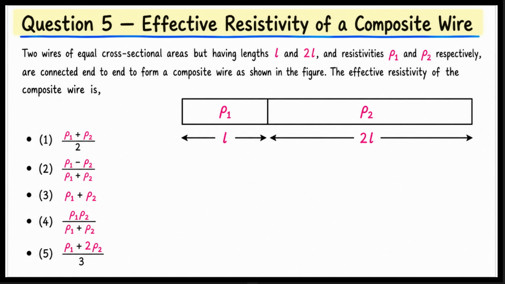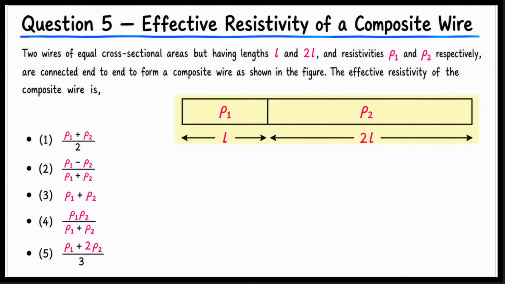Question 5 is a quiet but instructive question about how to define effective resistivity for a composite conductor. The setup: two wires of equal cross-sectional area A, one of length L and resistivity ρ1, the other of length 2L and resistivity ρ2, are joined end to end. The question asks what single ρ value, if plugged into the master formula R equals ρL over A with the composite's full length 3L and area A, would reproduce the resistance of the joined pair.